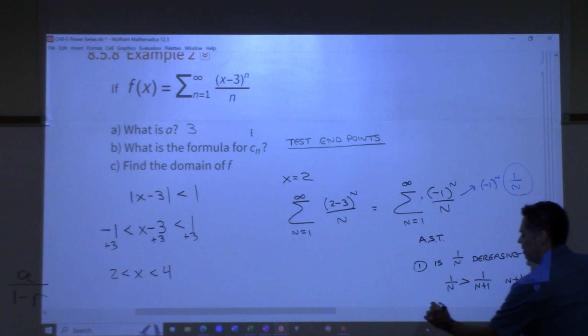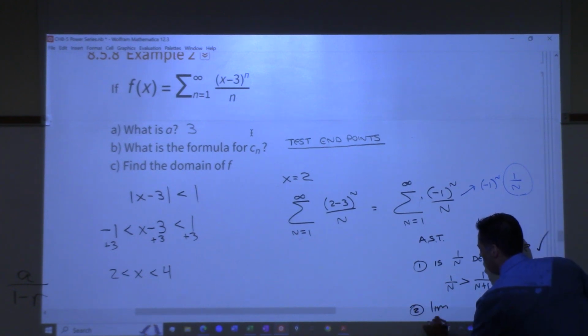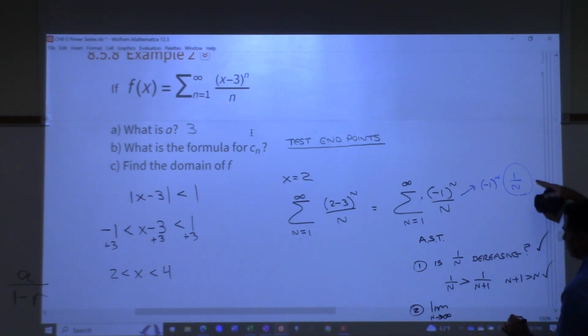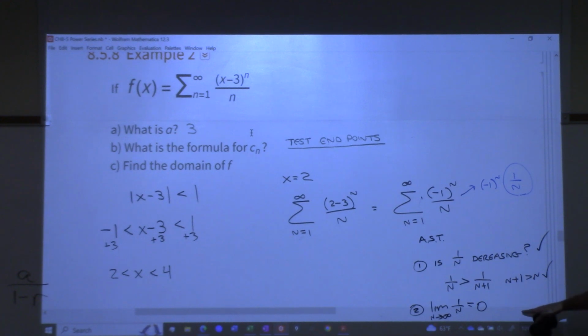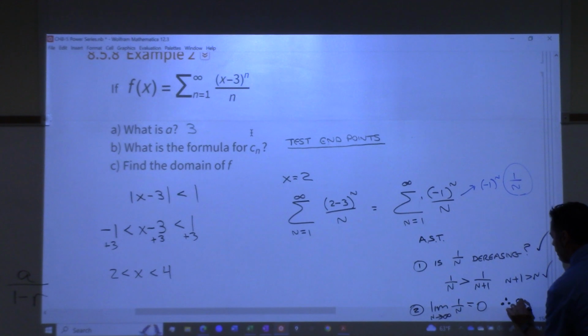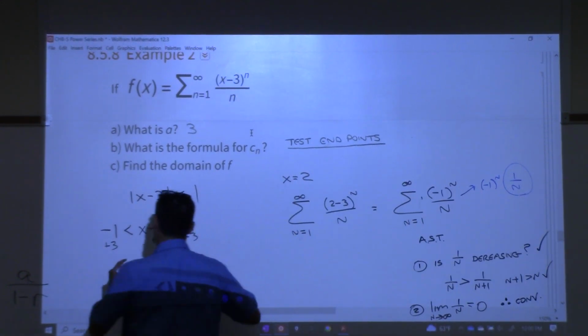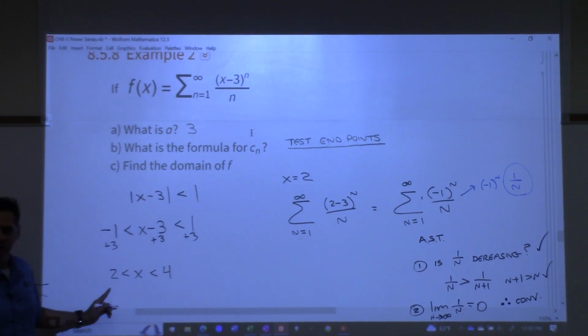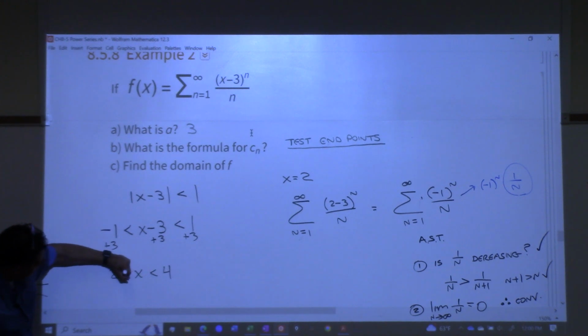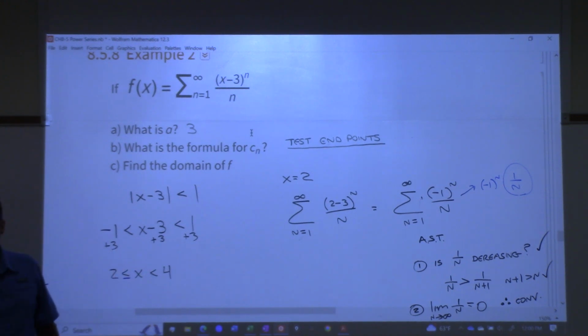The second condition is I have to take the limit as n goes to infinity of this 1 over n, and I need to check that it goes to 0. And it does. That goes to 0, right? And what does that mean? What's our conclusion? It's convergent. Therefore, it converges. Which means over here, remember we said it converges between 2 and 4? I just determined that it converges at 2, right? So I'm going to change that now, because I can include the 2. You see?